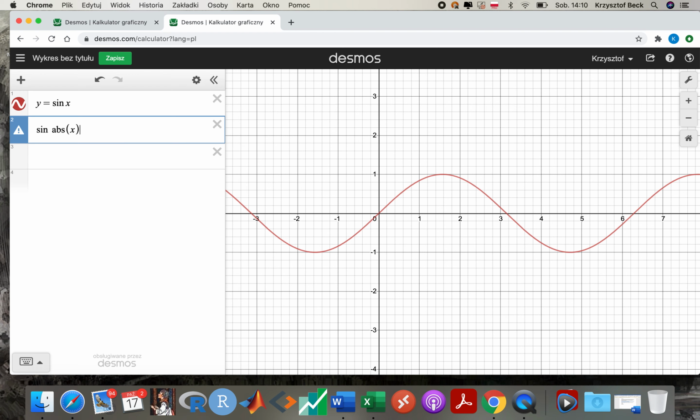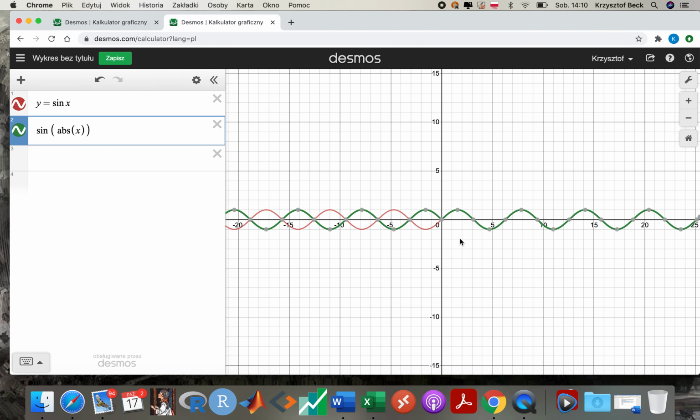Oh, I'm sorry, I should have done it. We are missing one. We were missing one parenthesis. Okay, and now look what has happened. This part of the function stayed the same, but now you see its mirror reflection going in the opposite direction.